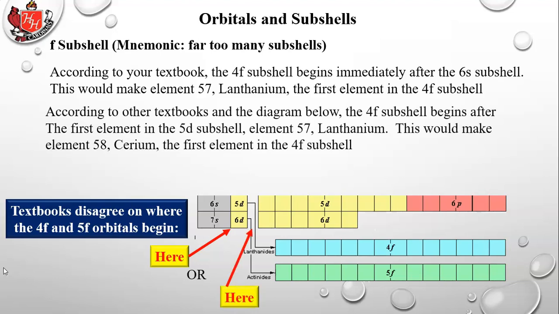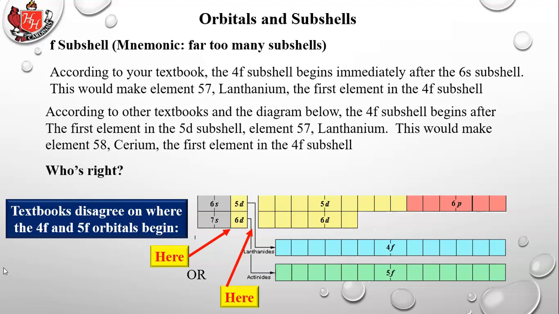According to other textbooks and the diagram below, the 4f subshell begins after the first element in the 5d subshell. So you see that you have the first element in the 5d subshell, and then you have the 4f subshell. Down below you have the first element in the 6d subshell, and then you have the 5f. This would make element 58, cerium, the first element in the 4f subshell.